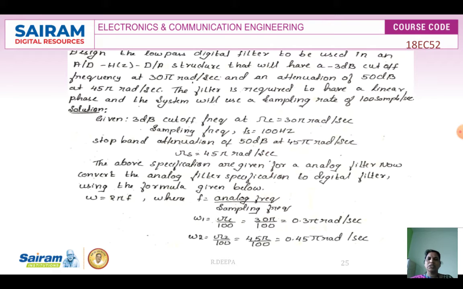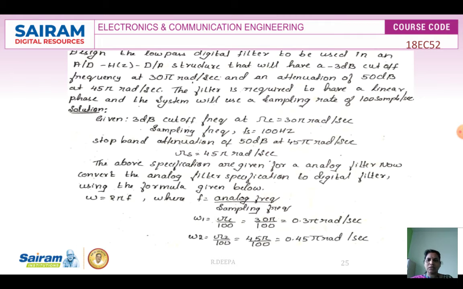Design the low pass digital filter to be used in an A to D, H of Z, D to A structure that will have minus 3 dB cutoff frequency at 30 pi radian per second and an attenuation of 50 dB at 45 pi radian per second. And the filter is required to have a linear phase and the system uses a sampling rate of 100 samples per second. So what are the data they have given us?